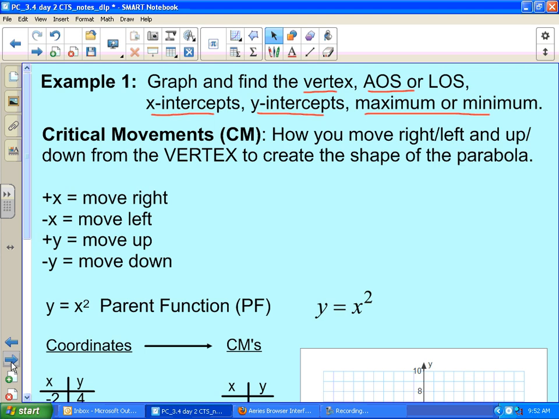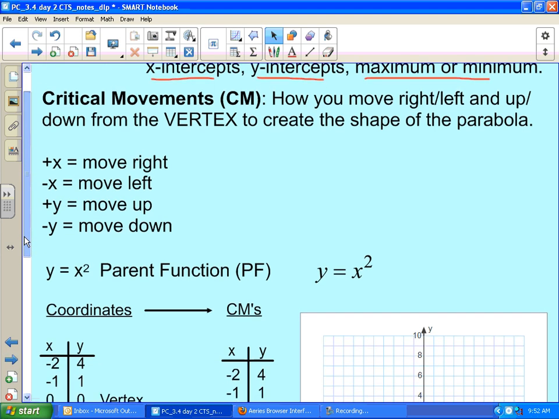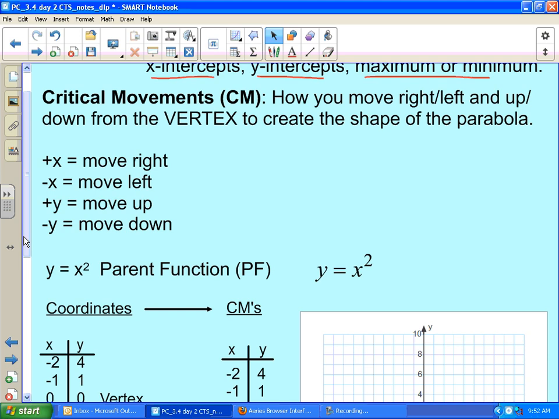All right. So let's talk about this idea of critical movements. To graph a quadratic, I can use this to graph anything that's a parent function. So what is a parent function, first of all? There are up to 9 parent functions that we have looked at in the past. We call them parent functions because we haven't tweaked them at all. We didn't add anything to them or multiply them by anything. They're in their pure, raw form, no coefficients or constants.